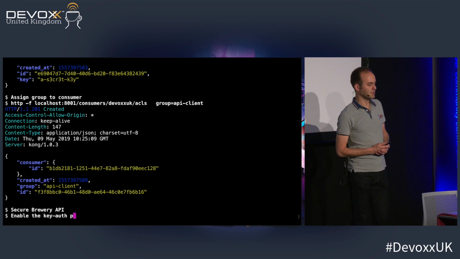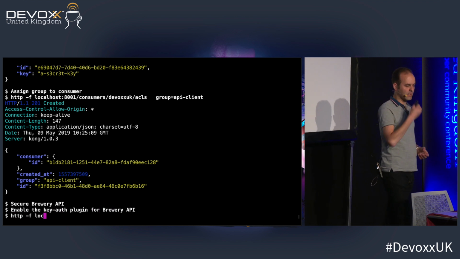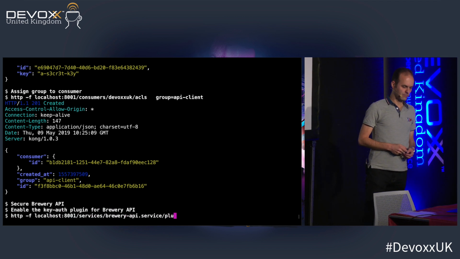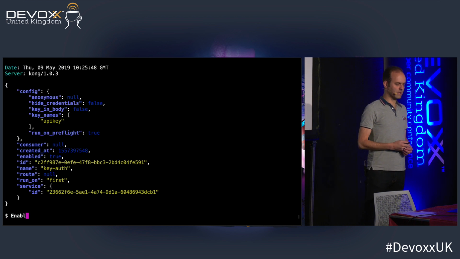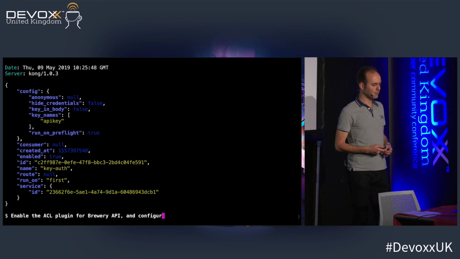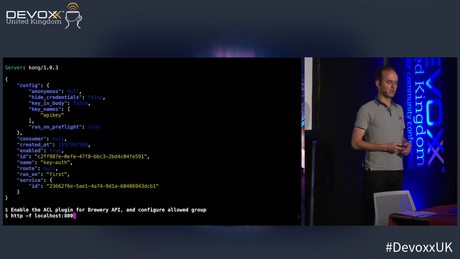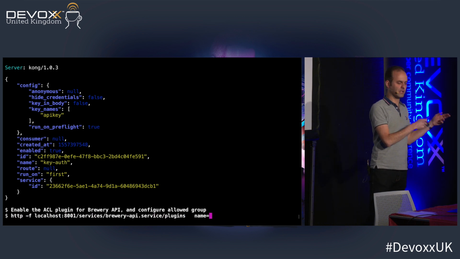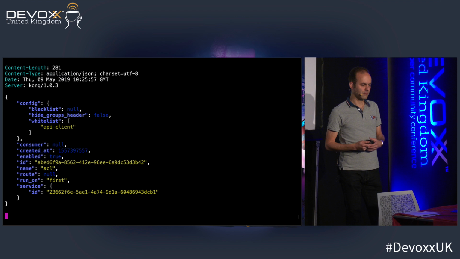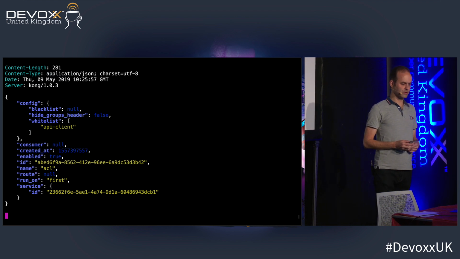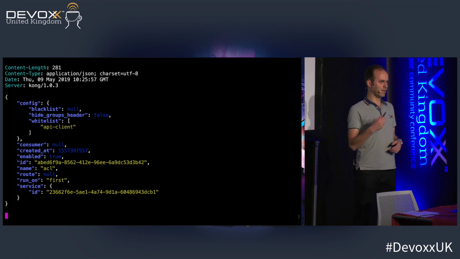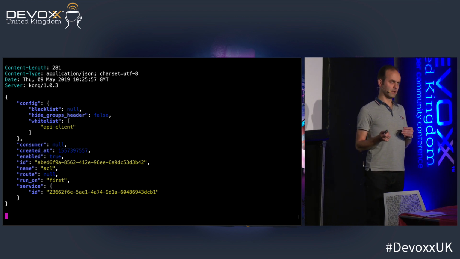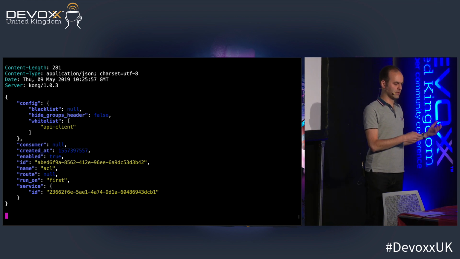Now I can secure an API. I can say, okay, on my brewery API, for example, I want to enable the key-auth plugin. And I also want to enable the ACL plugin. So here we see two plugins being configured at the same entity. And I'm saying that the only groups that are allowed to invoke this API are members of the API client group.